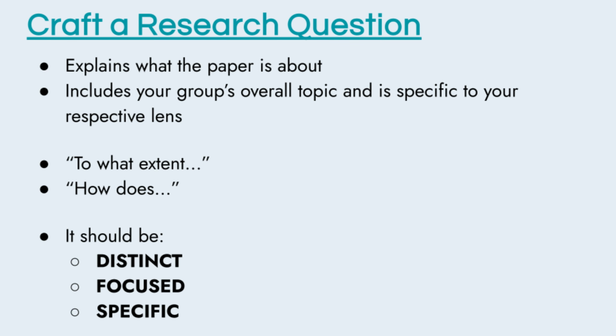Now, with their respective lens, come up with a research question that your paper will be structured off of. This question should involve your group's overall topic but be specific to your chosen lens. A research question usually begins with, "To what extent?" or "How does?" Your question should be distinct and focus on a certain demographic, time period, or location.